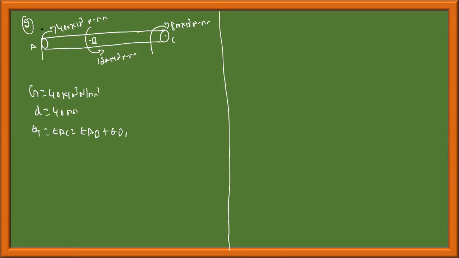It is as good as holding here and applying a torque here. So theta S, in the sense, the torque throughout this length is the summation of torque in this section and this section. Theta AC is theta AB plus theta BC. Now, before finding theta, we need to find the torque in each section.